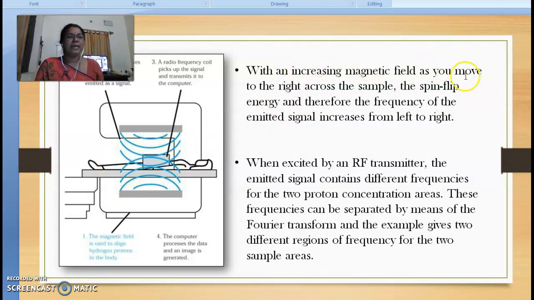So with an increase in magnetic field as you move to the right across the sample, the spin flip energy and therefore the frequency of the emitted signal increases from left to right. So when excited by a radio frequency transmitter, the emitted signal contains different frequencies for the two proton concentration areas. These frequencies can be separated by means of Fourier transform, and the example gives two different regions of frequency for the two sample areas.